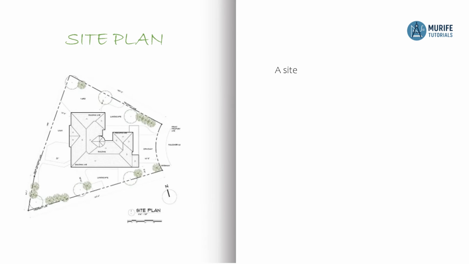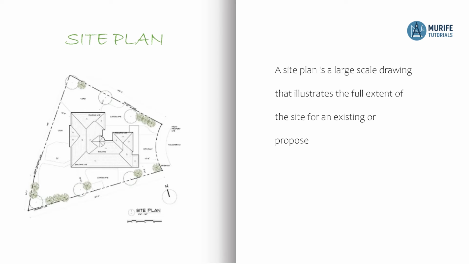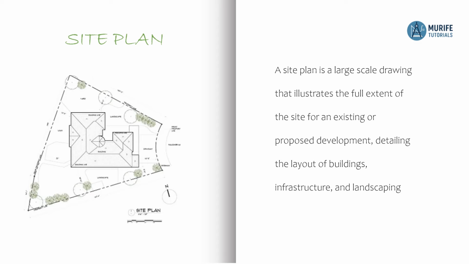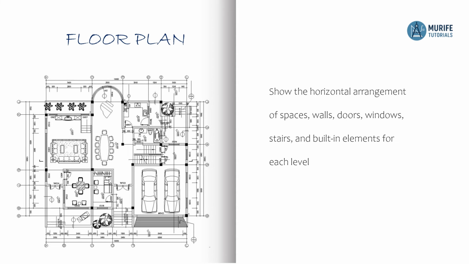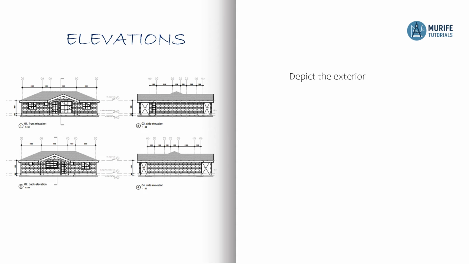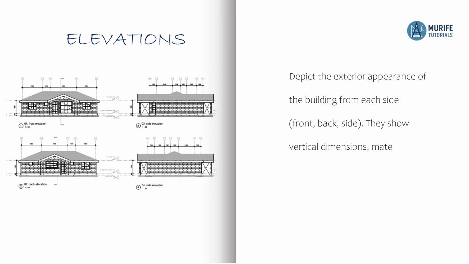A site plan is a large-scale drawing that illustrates the full extent of the site for an existing or proposed development, detailing the layout of buildings, infrastructure, and landscaping. Floor plans show the horizontal arrangement of spaces, walls, doors, windows, stairs, and built-in elements for each level. Elevations depict the exterior appearance of the building from each side, front, back, and side. They show vertical dimensions, materials, and architectural features.